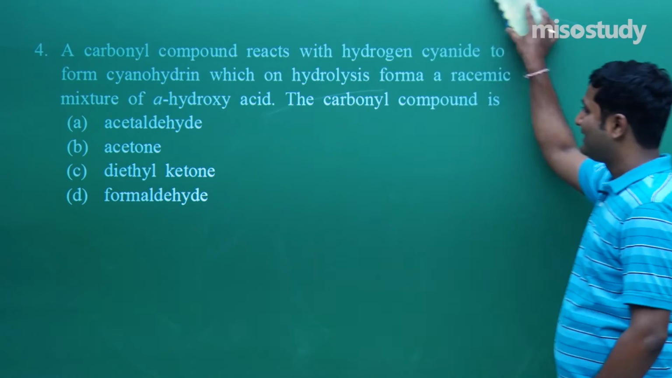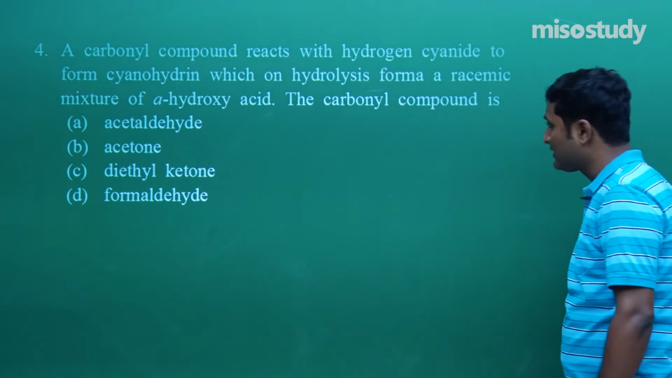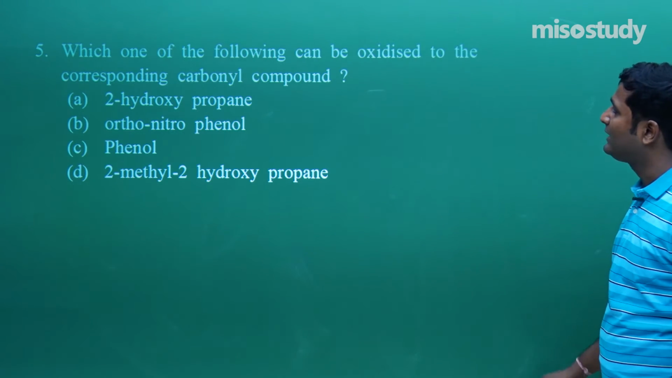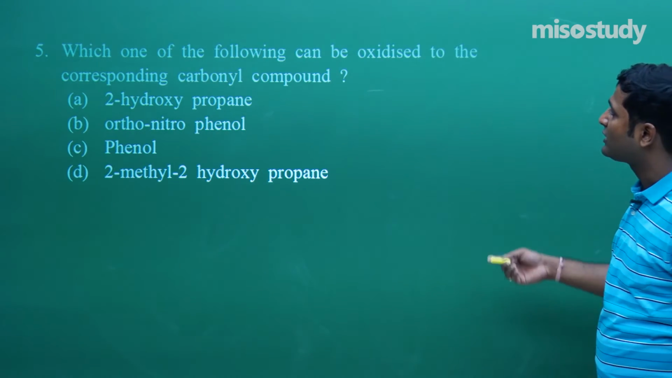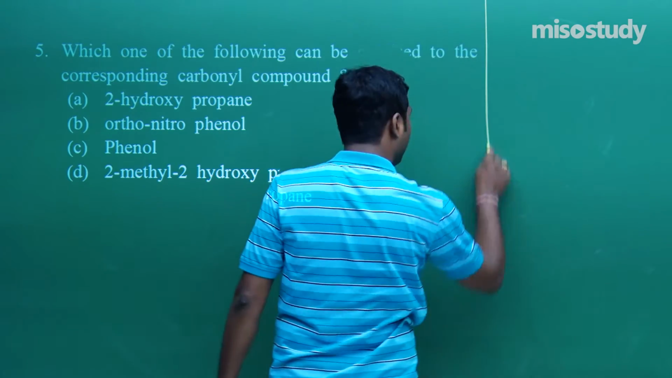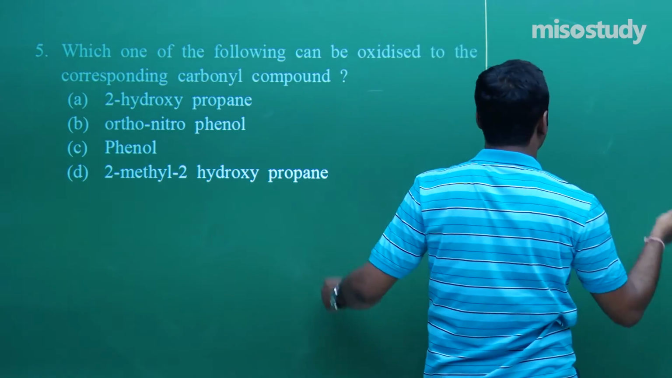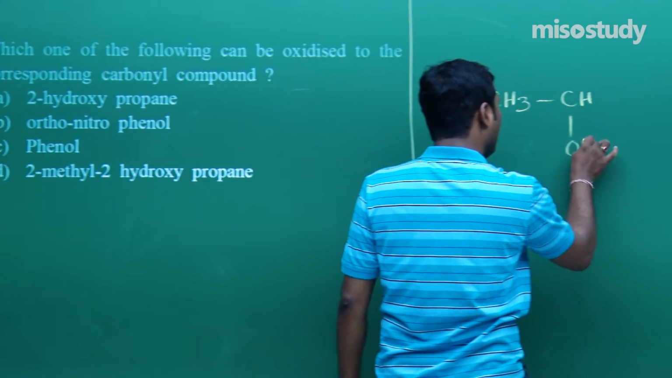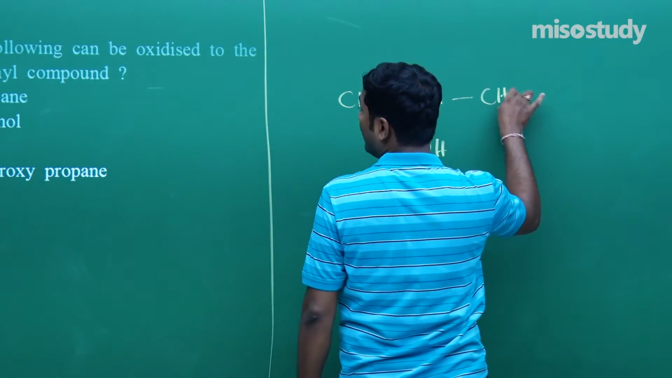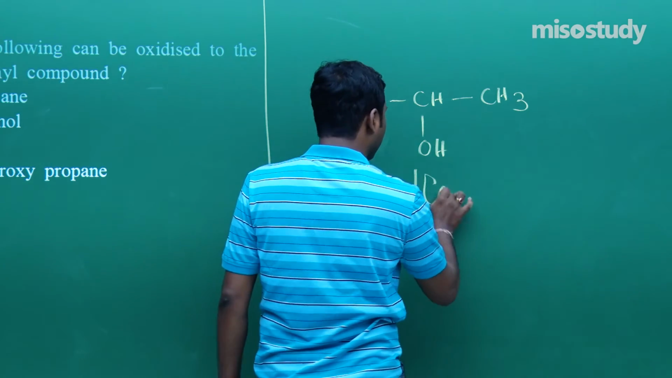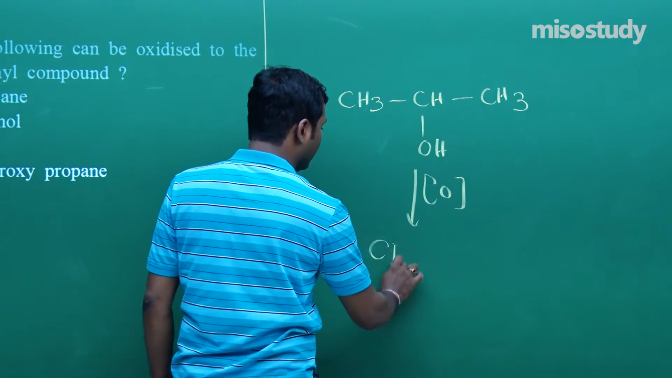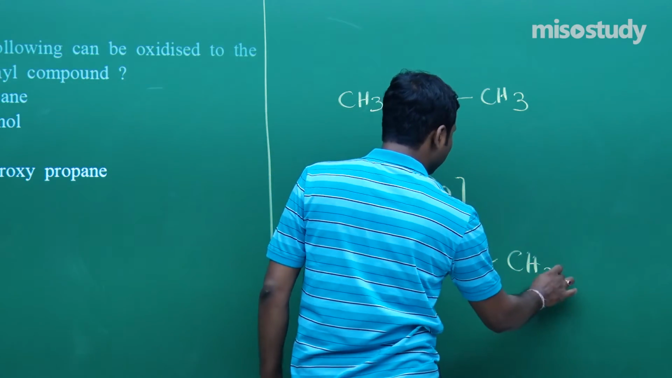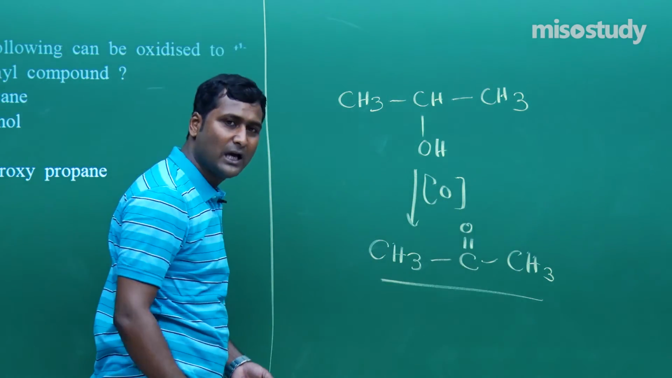Let's move to the next question. What will happen? Check it out. Look at the next question. Which one of the following can be oxidized to the corresponding carbonyl compound? 2-hydroxypropane, that is CH3, CH, OH, CH3. What will happen when oxidation takes place? As we know, oxidation gives you ketone, CH3, CO, CH3, and this is a carbonyl compound.